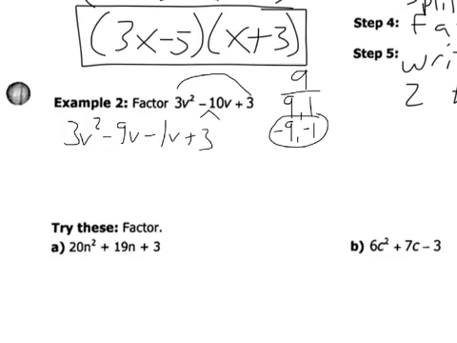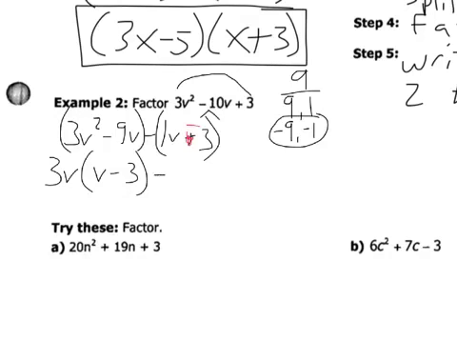So now I got four terms, and now the whole point of that was, so now I can factor by grouping. So put parentheses around group 1 and group 2. There's a minus between the groups. That means I got to flip that middle sign. Right there. So now I'm going to take the GCF of group 1, take out 3v, and I'm left with v minus 3.